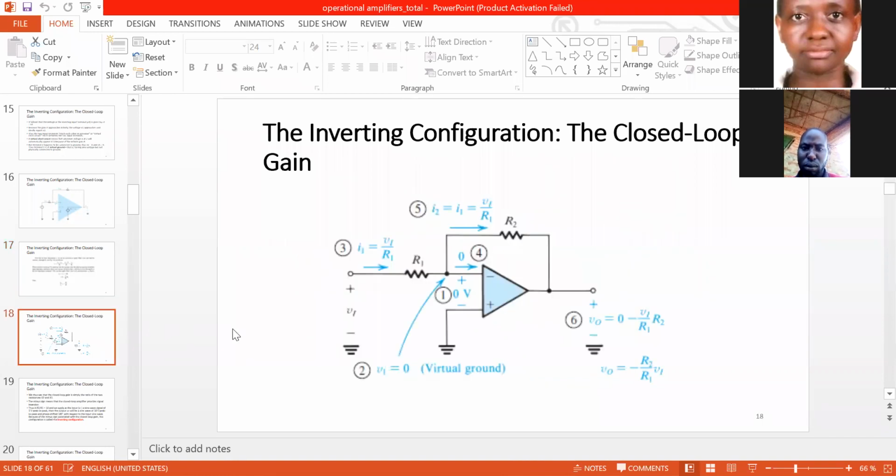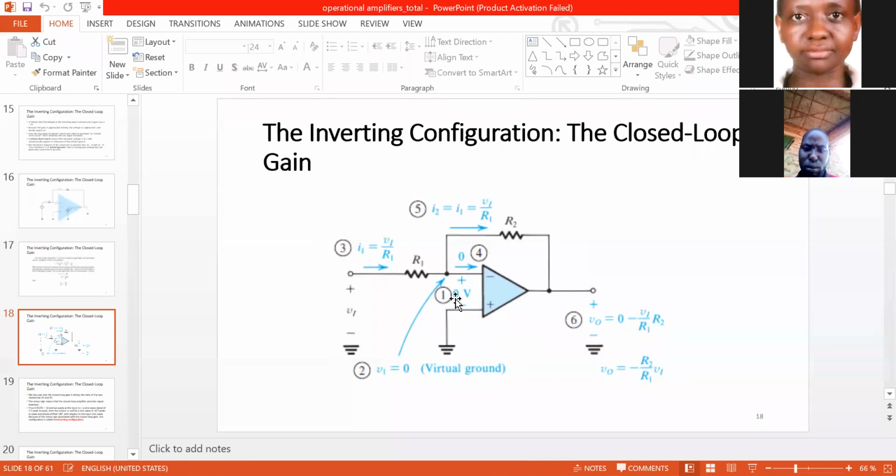It is very simple to analyze, provided we make the assumptions that the op-amp is ideal and therefore presents infinite input resistance or impedance. It has zero output impedance, and most importantly, it has infinite open loop gain. Later on, we'll see the effect of having a finite open loop gain. So let us follow the steps in this diagram.